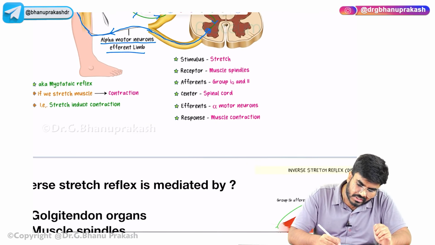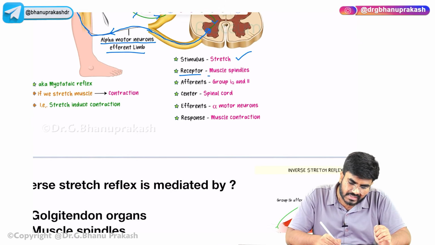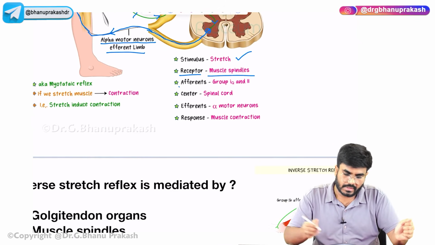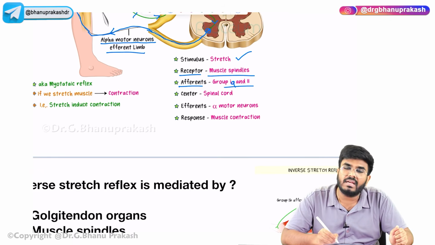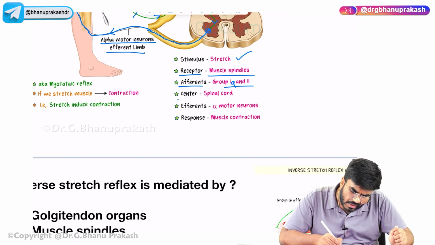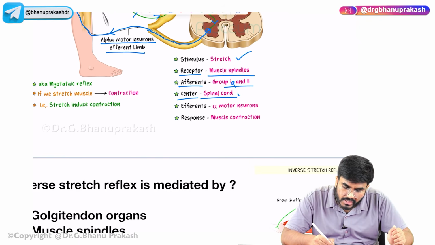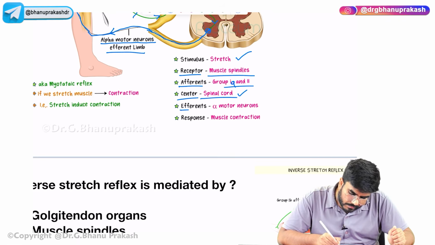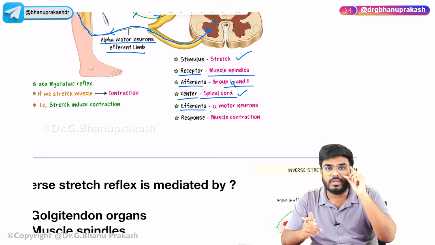So what is the stimulus in the stretch reflex? The stimulus is the stretch. What is the receptor that is activated? Muscle spindles are activated because of the stretch. Now what are the afferents? The information is going to the central nervous system via the group 1A fibers and secondary fibers. What is the center? Not the cortex, the information is going to the spinal cord. That information about the muscle length, where is it going? It is going to the spinal cord.